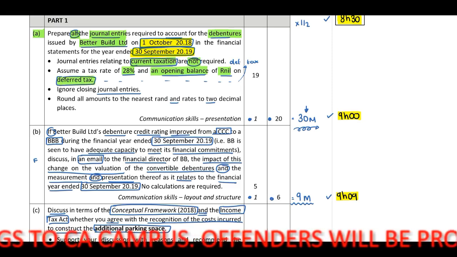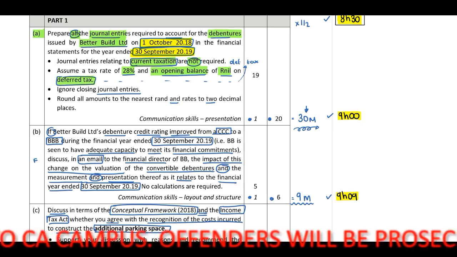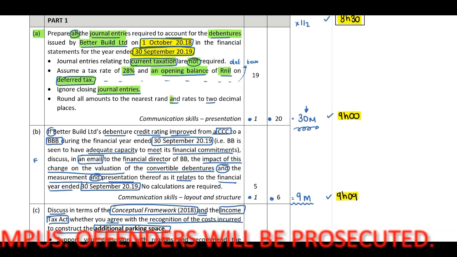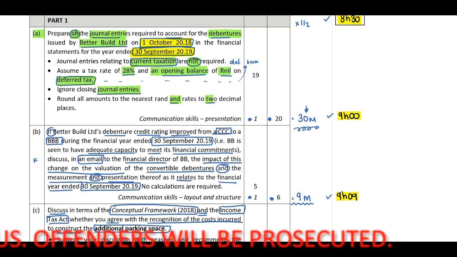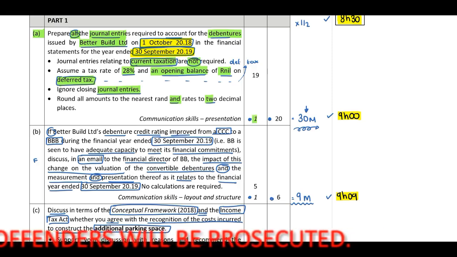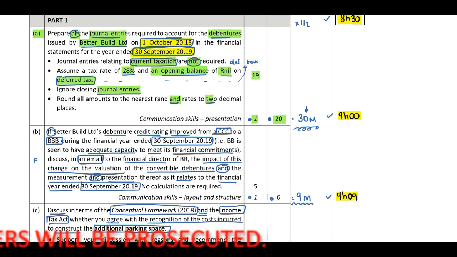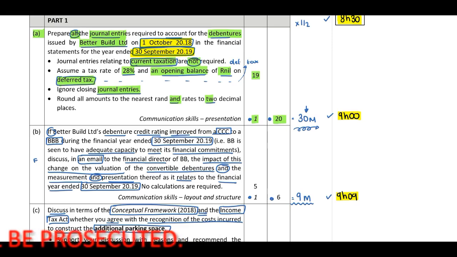Therefore, we need to remember our deferred tax. Ignore closing journals and round all amounts to your nearest rand and rates to 2 decimal. Presentation marks 1 and total of 20 marks. On a new page, guys, and I always do this because this helps me. This is part of my exam technique.